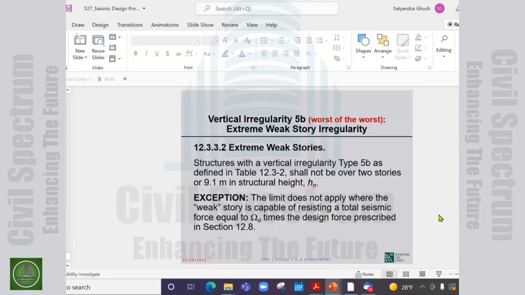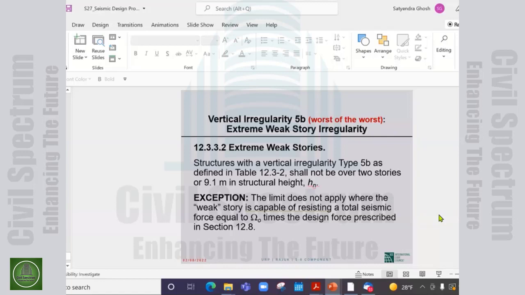Okay, Dr. Ghosh. The next question is, what is the response modification factor for tubular structure? Tubular structures are not allowed. We will discuss this tomorrow, or when we have strong column weak beam requirement.